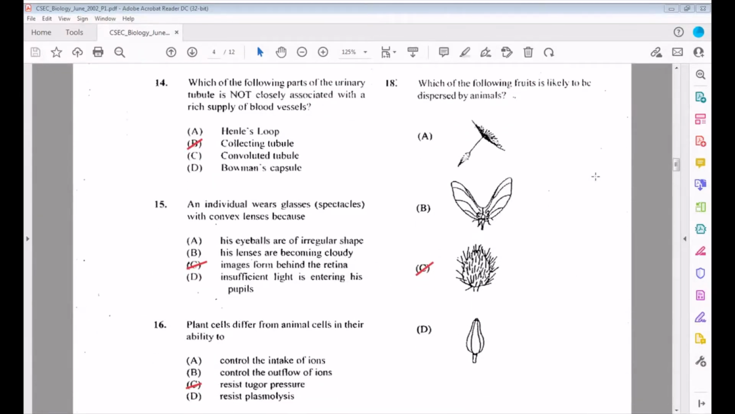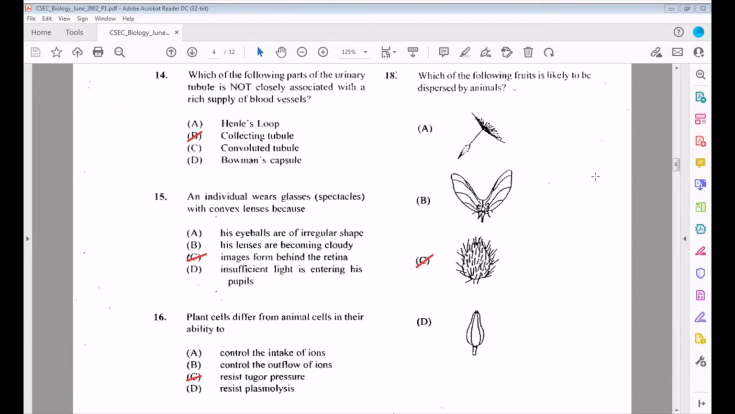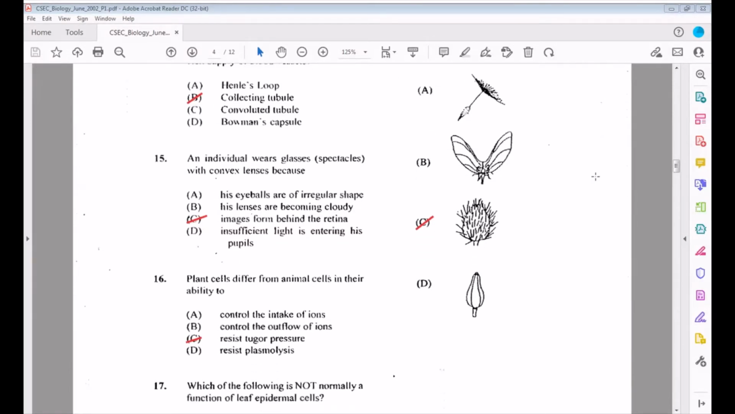14. Which of the following parts of the urinary tube is not closely associated with a rich supply of blood vessels? The answer would be D, the collecting tubule. 15. An individual wears glasses or spectacles with convex lenses because C, images fall behind the retina.